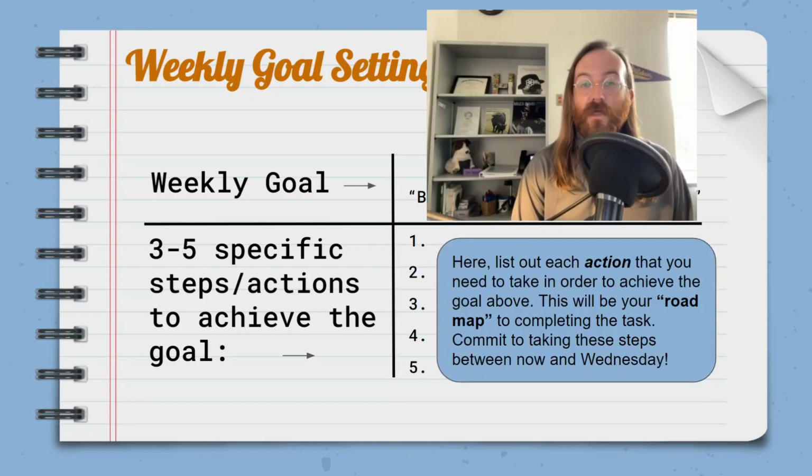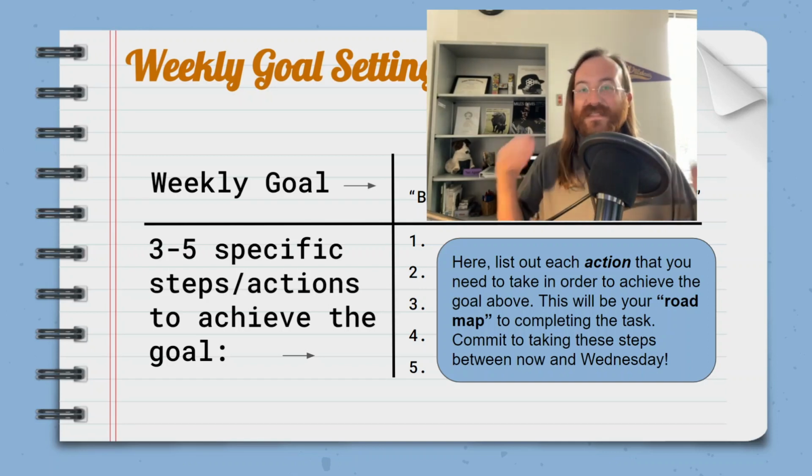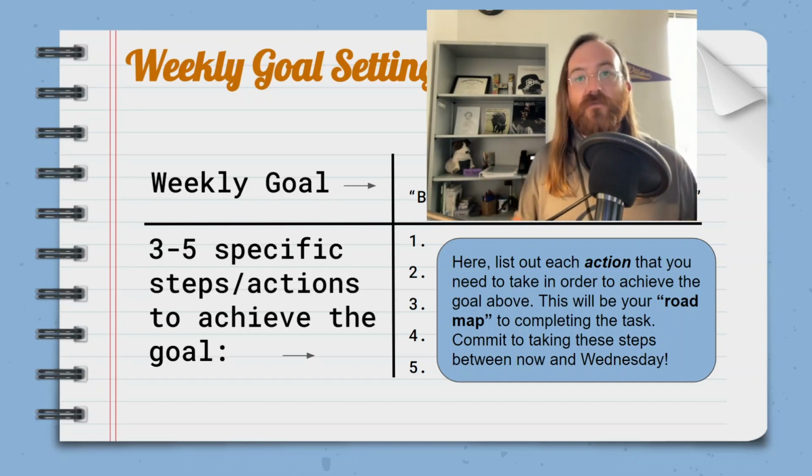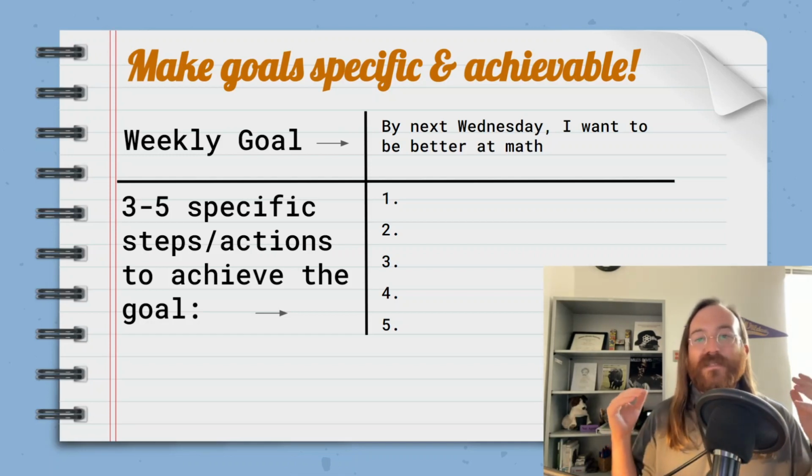After you've set your goal, on the second row, you have an opportunity to write 3 to 5 specific steps that you can take. This way, you have a list of exactly what you need to do in order to achieve the goal that you set out to achieve. I also want to show you an example of what I mean when I say specific.